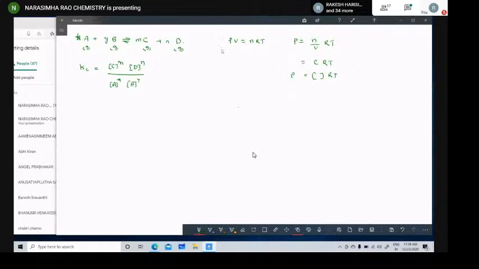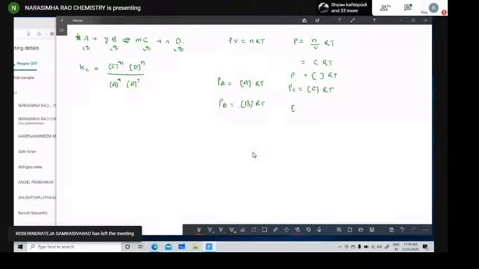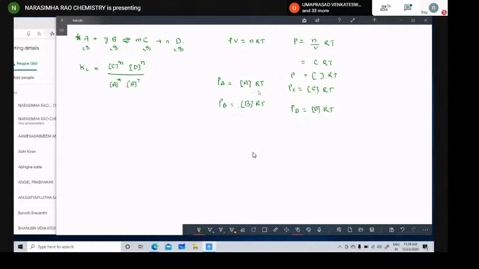Now I am taking an example. Concentration of A means active mass of A, so partial pressure of A is active mass of A into RT. Partial pressure of B is active mass of B into RT. Partial pressure of C is active mass of C into RT. Partial pressure of D is active mass of D into RT. It's clear, children.